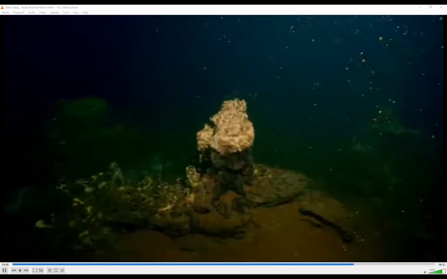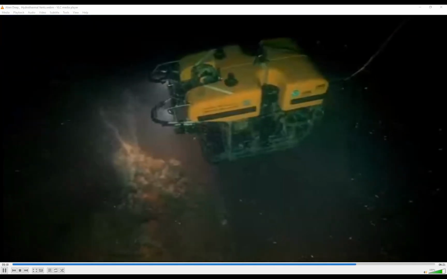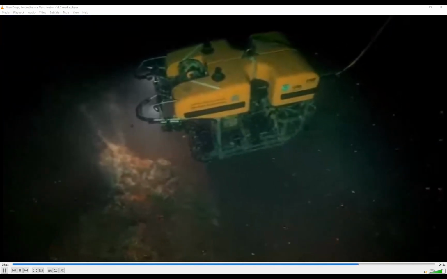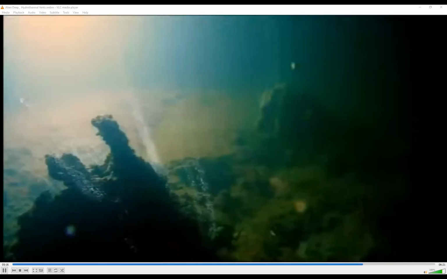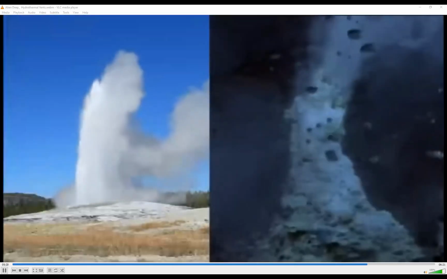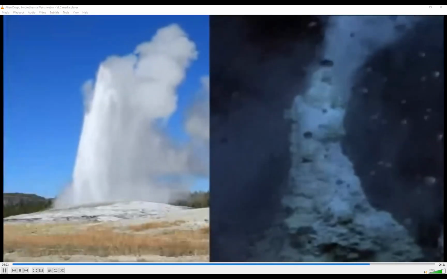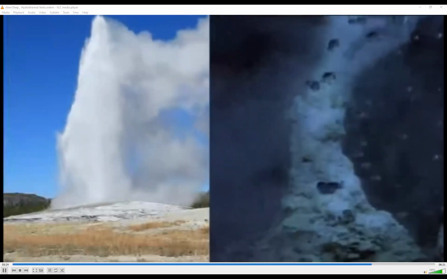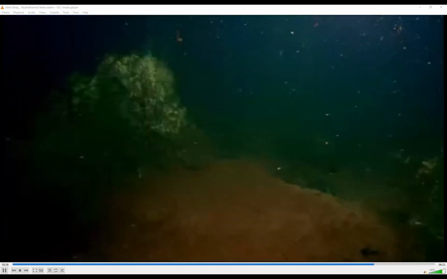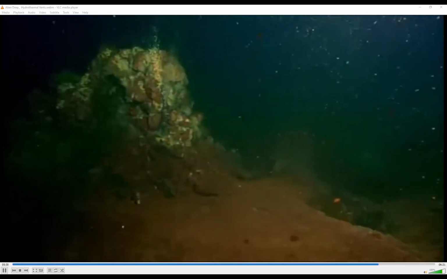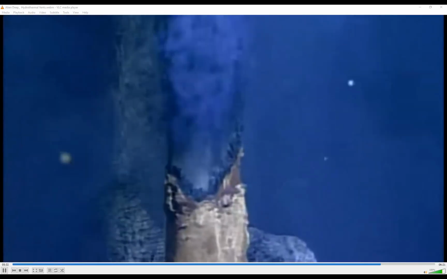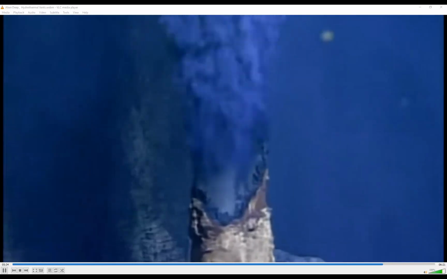Don't be fooled by what may seem like gently flowing water. The water pressure is so great down here that what appears to be a gentle outpouring of water would actually be a violent eruption if it were on the surface, much like geysers we see on land. The vent fluid can be up to 750 degrees Fahrenheit, 400 degrees Celsius, but it does not boil because of the immense pressure.